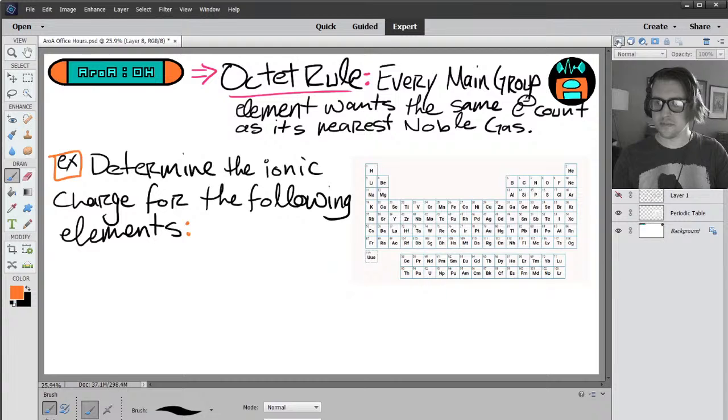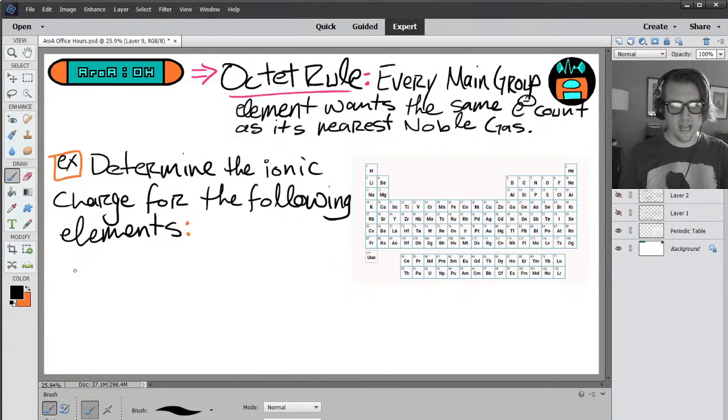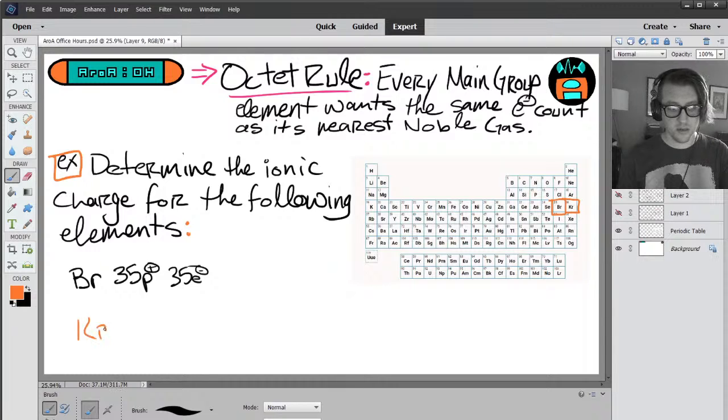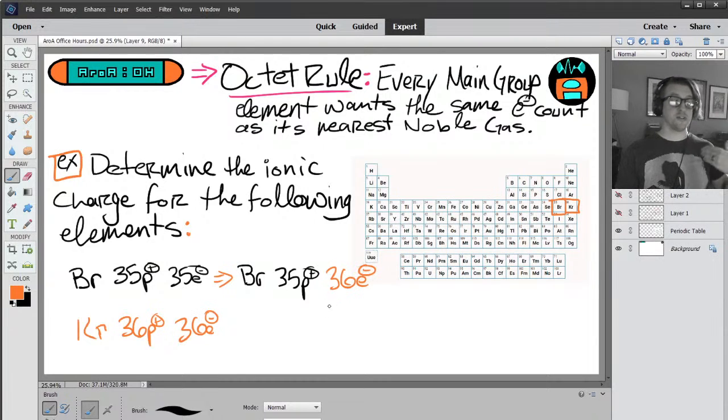Let's do another example. Let's determine the ionic charge that bromine will develop. All right? Bromine is right here. It has 35 protons and 35 electrons. Bromine wants to be like krypton, which has 36 protons and 36 electrons. All right, so when bromine upgrades its electron count, it'll still have 35 protons because that's what makes it bromine. But when it upgrades to 36 electrons, now it has one more negative charge than it has positive charges. So it'll have a charge of -1 because that's the difference between these two. That's the imbalance.